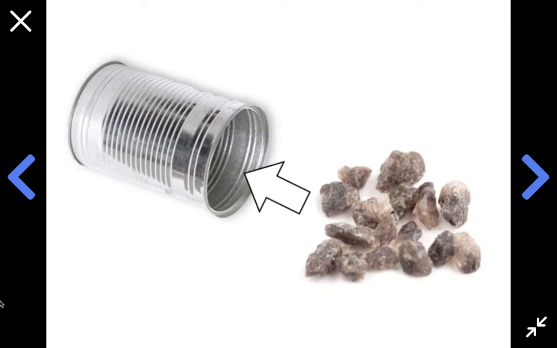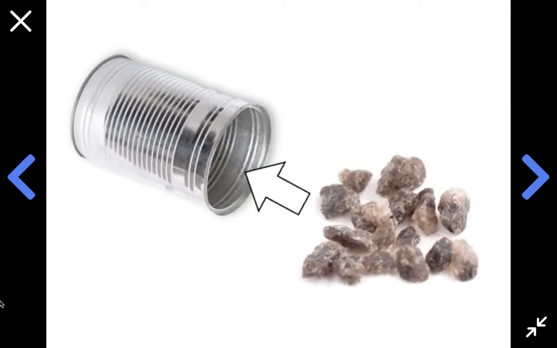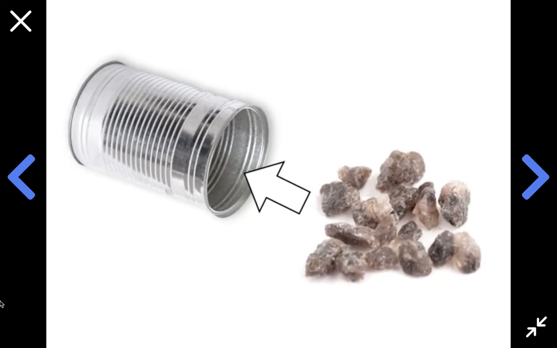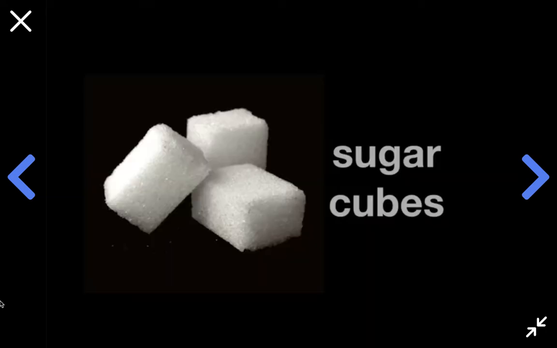So maybe you thought about putting rocks in a can and then shaking them so that they bounce around, just like rocks rolling downhill. That's a great idea. We'll do something like that in class today. Except instead of using real rocks, we're going to use these, sugar cubes.